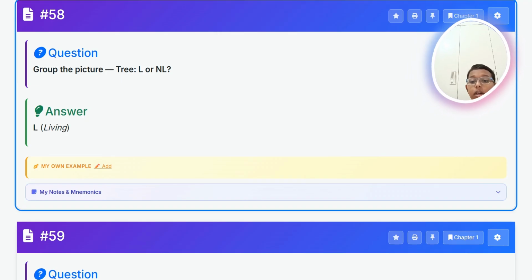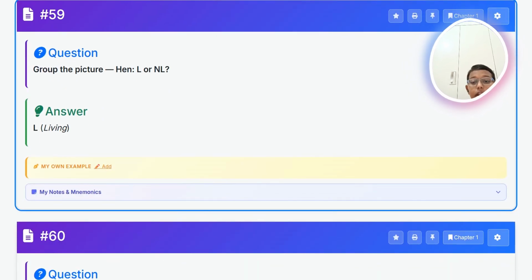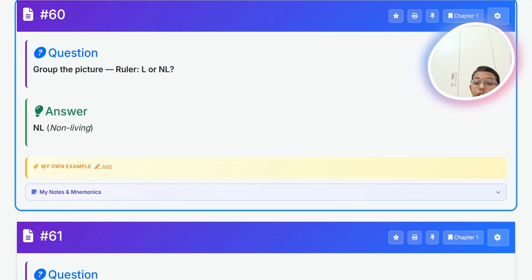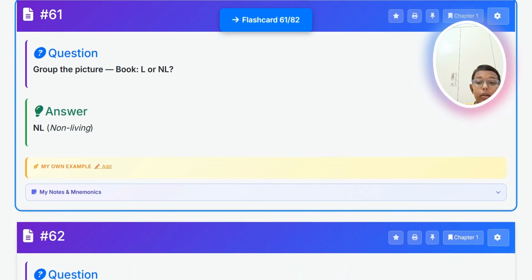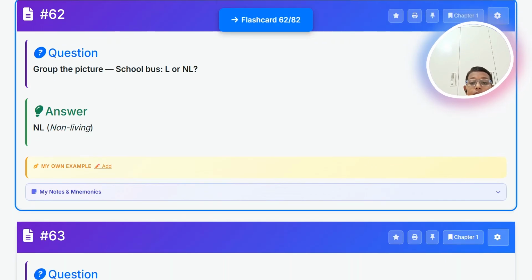Group the picture. Tree. L or NL. L. Living. Group the picture. Hen. L or NL. L. Living. Group the picture. Ruler. L or NL. NL. Non-living. Group the picture. Book. L or NL. NL. Non-living.